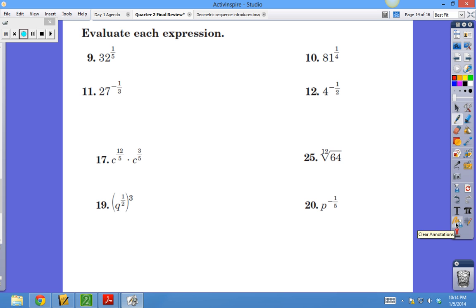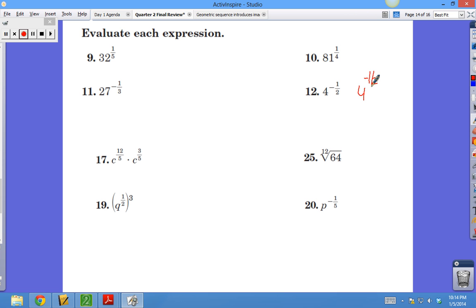12. 4 to the -1/2. You can never have a negative exponent. You always take it to the denominator, or if it's in the denominator, take it to the top. So 4 to the -1/2 is going to be the same thing as 1 over 4 to the 1/2. Now you cannot have fractions for exponents in the bottom. But if I morph this, it's the same as 1 over the square root of 4. And square root of 4, you're in luck. This is the same thing as 2. So your answer is 1/2. So that one's not too bad.